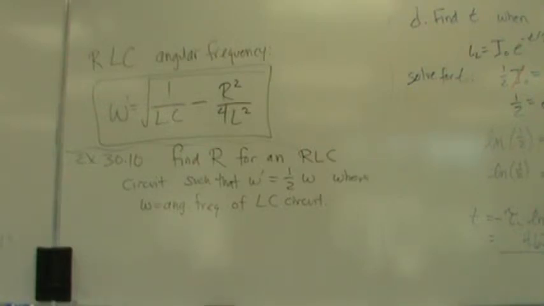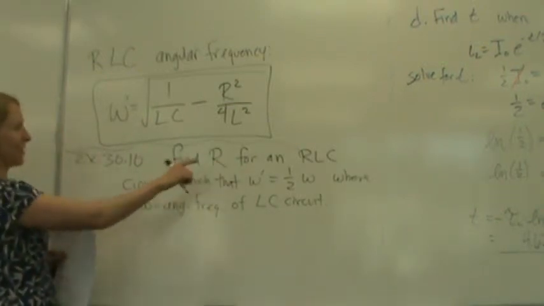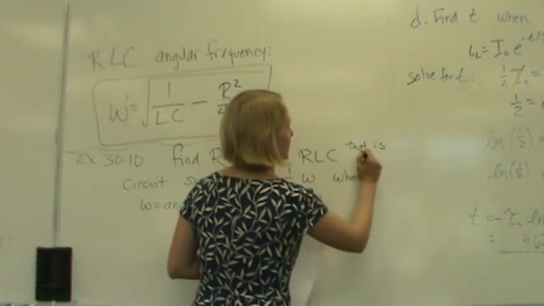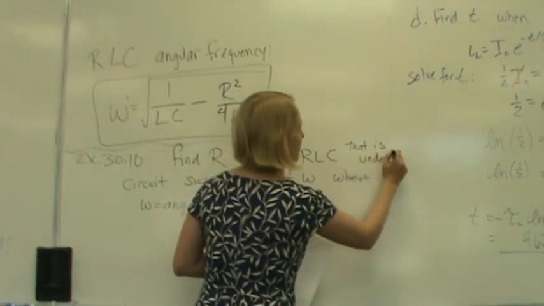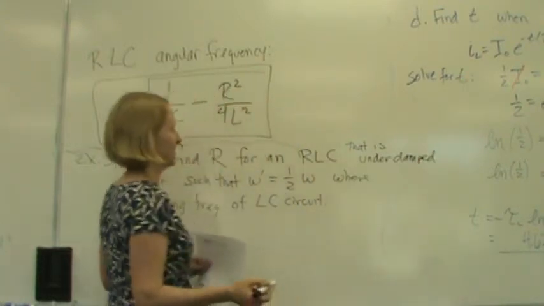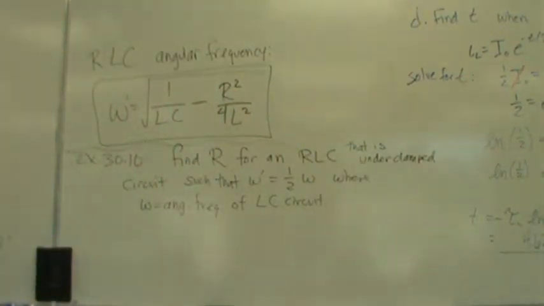We'll just add to our rewritten problem. Let's see, find R for an RLC circuit that is underdamped and has a frequency. How's that? So it says frequency, so that's code for oscillation. Yeah.